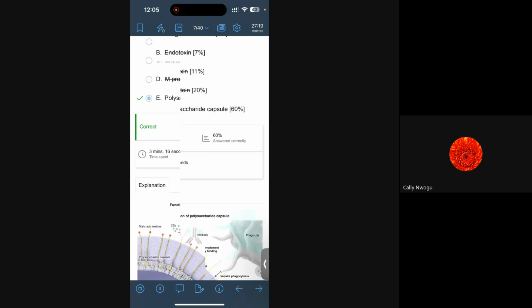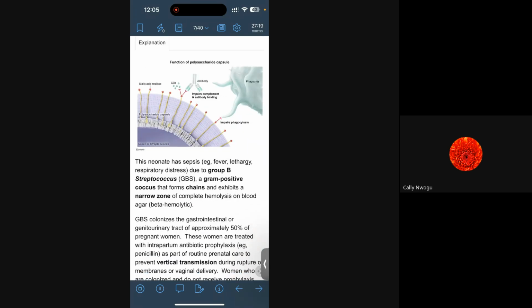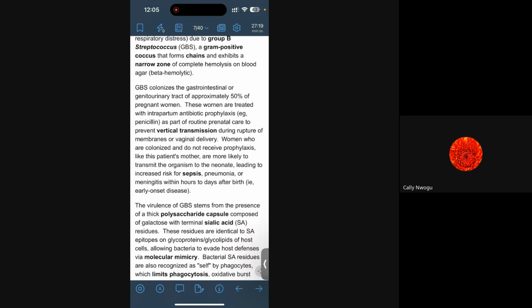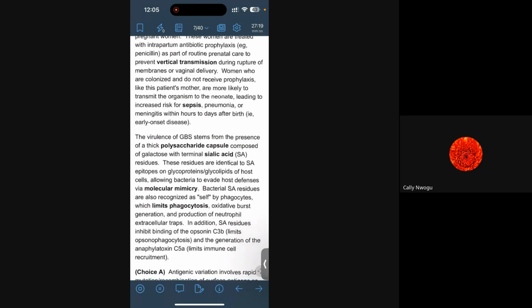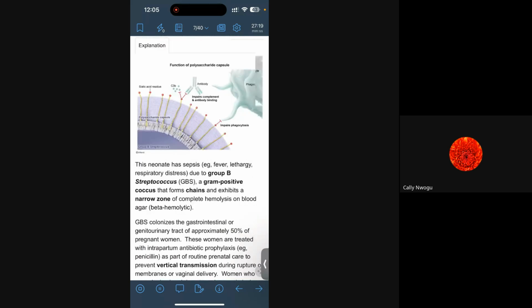What is going to be the answer here? Polysaccharide capsule. M protein is the main virulence factor for group A. Group B: vertical transmission, sepsis, sialic acid.